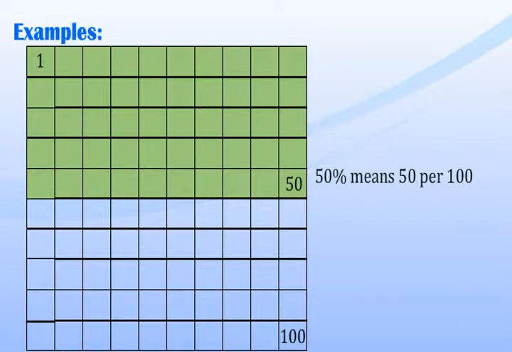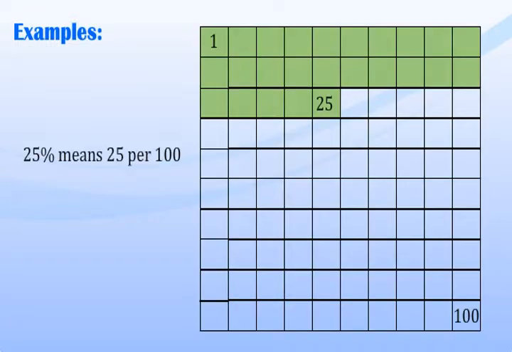50% means 50 per 100. 50% of this box is green. 25% means 25 per 100. 25% of this box is green.